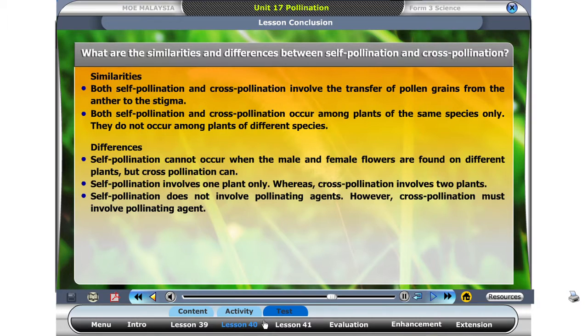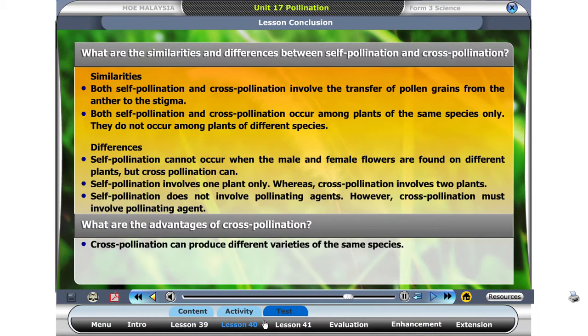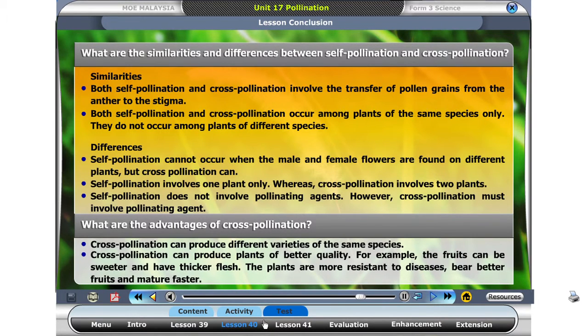Self-pollination doesn't have to involve pollinating agents. However, cross-pollination must involve pollinating agents. Cross-pollination can produce different varieties of the same species. Cross-pollination can produce plants of better quality. For example, the fruits can be sweeter and have thicker flesh. The plants are more resistant to diseases, bear better fruits, and mature faster.